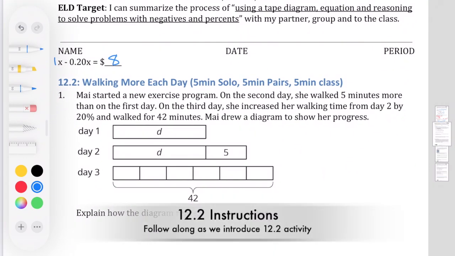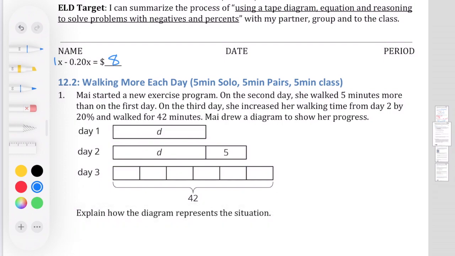Now 12.2, walking more each day. We have 5 minutes solo, 5 minutes with a pair or group, and then 5 minutes as a class.